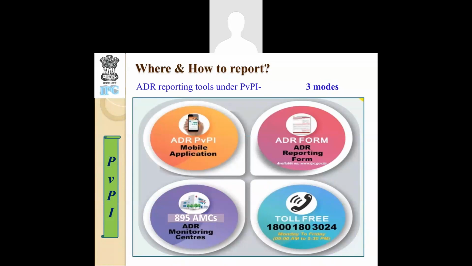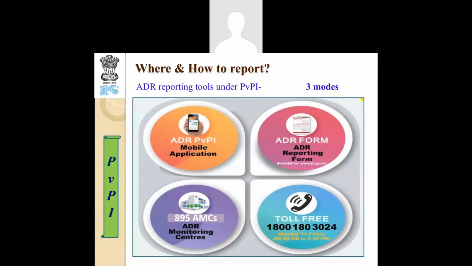And the ADR reporting form is also available, which we are currently using. Many of the institutions follow this mode of ADR reporting. And there is another toll-free number, 1-800-180-3024, which you can call from Monday to Friday, from 9 a.m. to 5:30 p.m. You can call and give the information about the adverse drug reaction you have come across. This toll-free number is mainly meant for the patients.